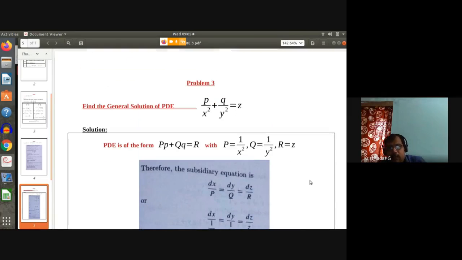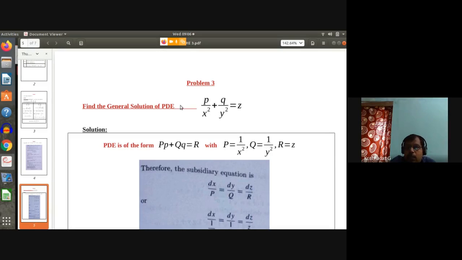Now I'll take one simple one, that is, look at problem 3. Find the general solution of the partial differential equation p by x square plus q by y square equal to z. Here it is very clear that this is an equation of the form capital P p plus capital Q q equal to capital R, where capital P is 1 by x square, capital Q is 1 by y square, and capital R is z.